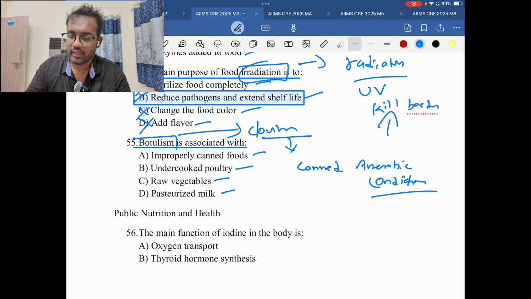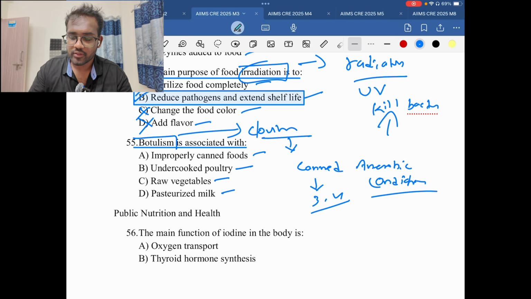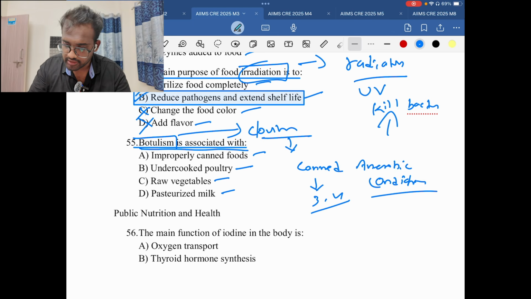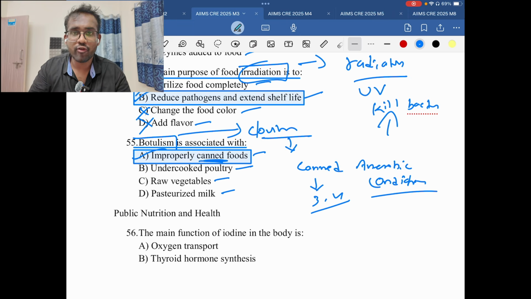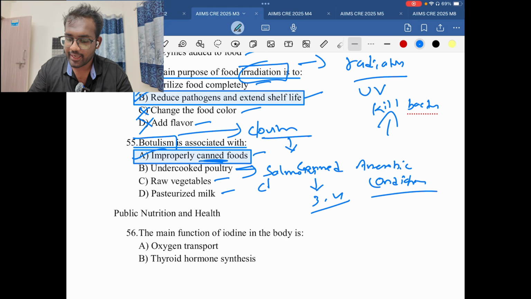Okay, in an anaerobic condition, it is a very acid-tolerant bacteria. I mean, it can survive in a strongly acidic condition also. Even at an acidic pH of 3 or 4, they can easily survive and grow. So always remember, improperly canned food really leads to botulism toxins. So the answer will be A. If they mention the word canned foods, then always go for botulism toxins. And undercooked poultry is related to Salmonella, and the major bacteria is Campylobacter jejuni.